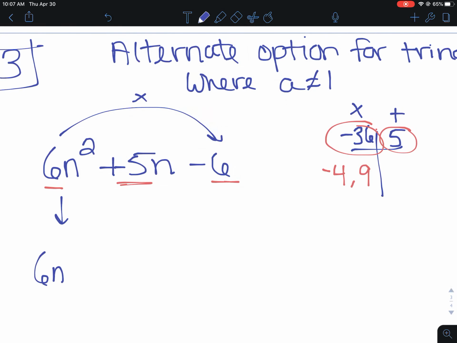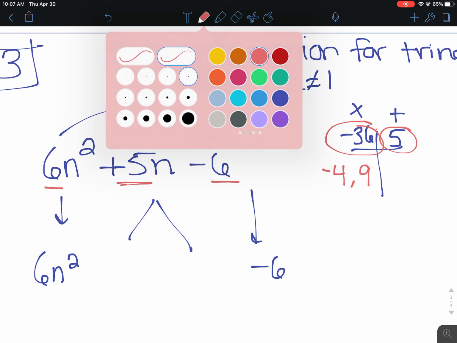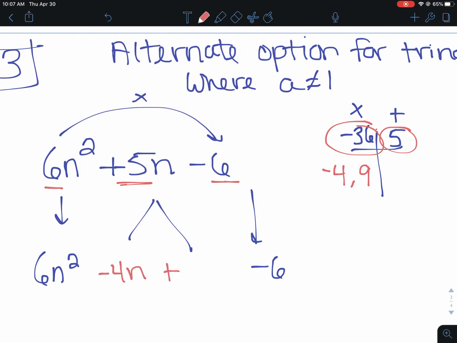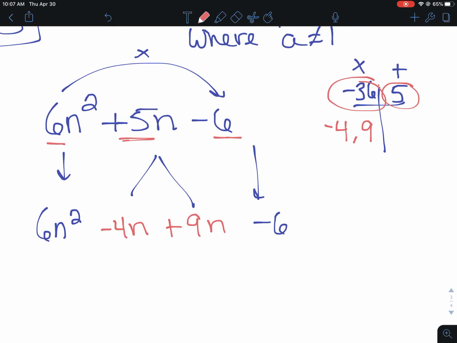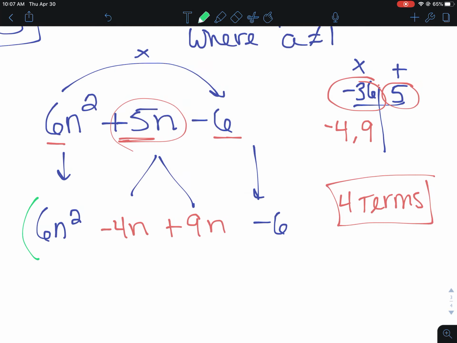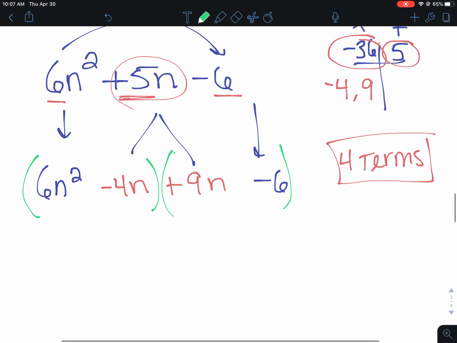So what we're going to do is bring down the first term, 6n squared. We're going to bring down the last term, which is minus 6. And then the middle term plus 5n, we're going to rewrite that as negative 4n plus 9n, okay? So negative 4n plus 9n, if we combine those, we'd get 5n, but I'm splitting them apart so that I have 4 terms, which means I can factor by grouping, okay? So let's go in here, make two groups.